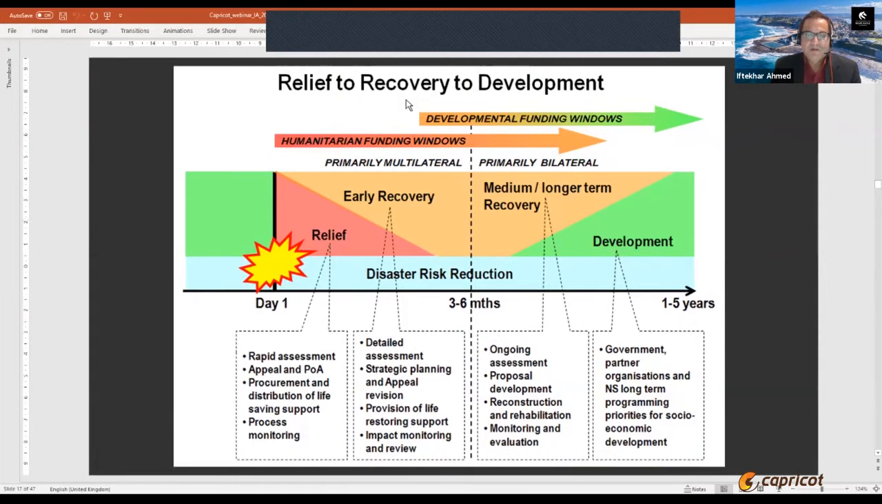Then you have the different stages: you provide the relief and medicines, tents and food and all that stuff. Then you go to the early recovery stage, and I showed you an earlier diagram. Then you go to medium to long-term recovery, and then you go to development, the transition to long-term and hopefully sustainable development. This can take up to 5 years. If you're lucky, it's 1 year, but it's usually not. It can take a long time.